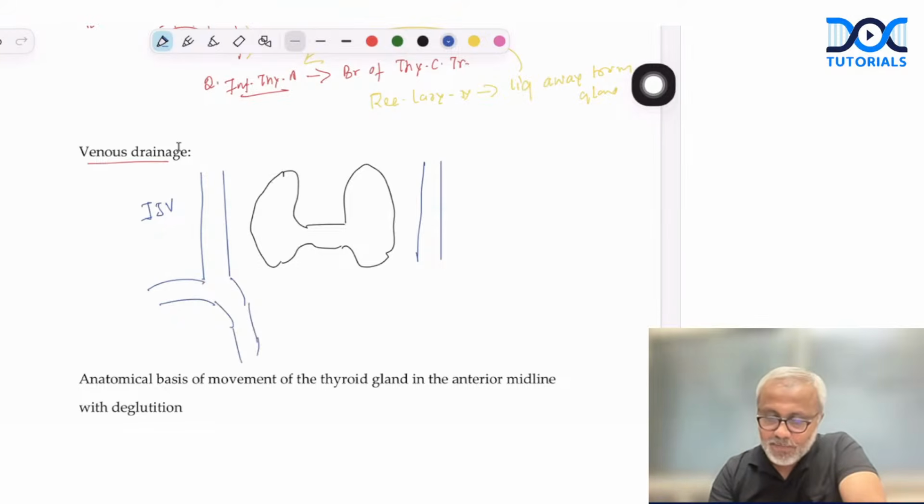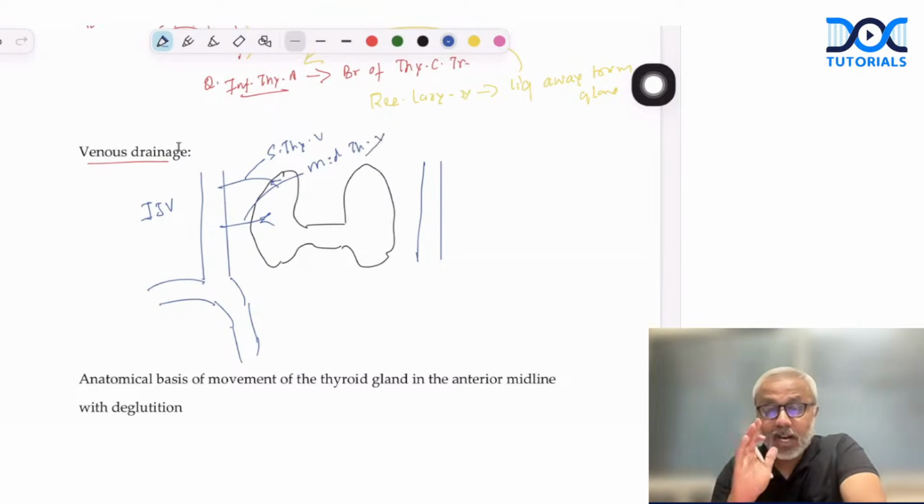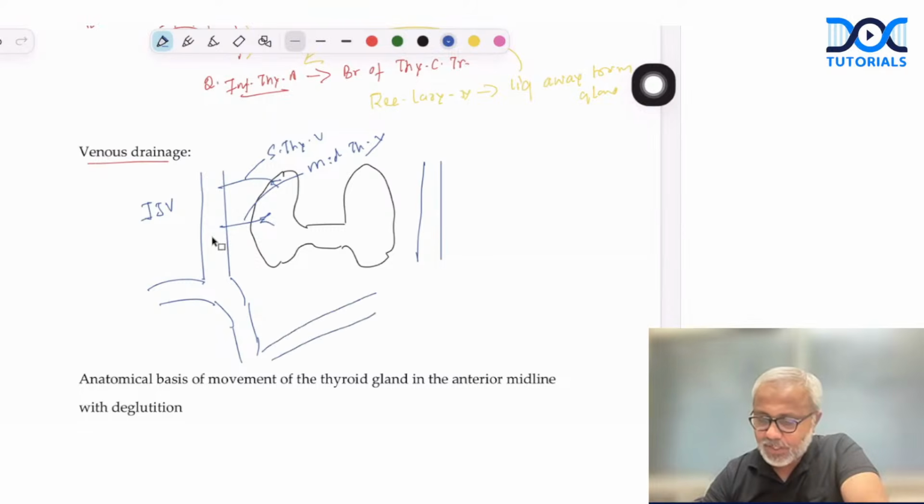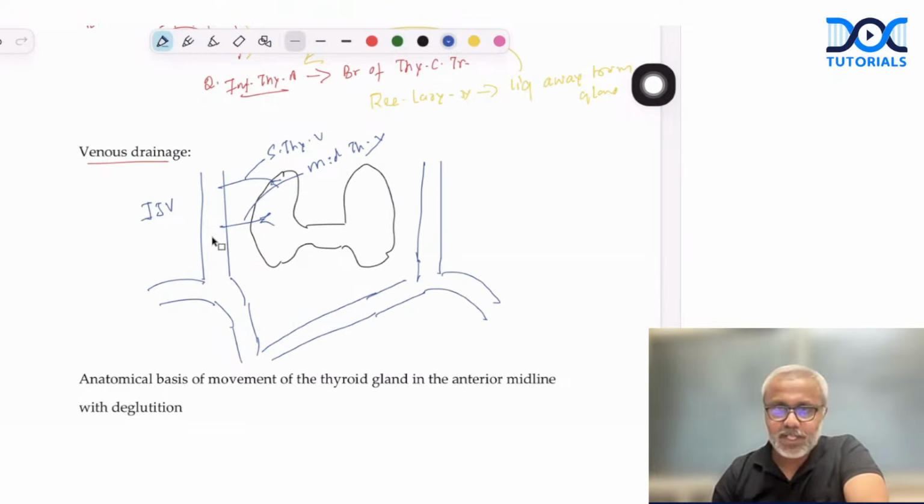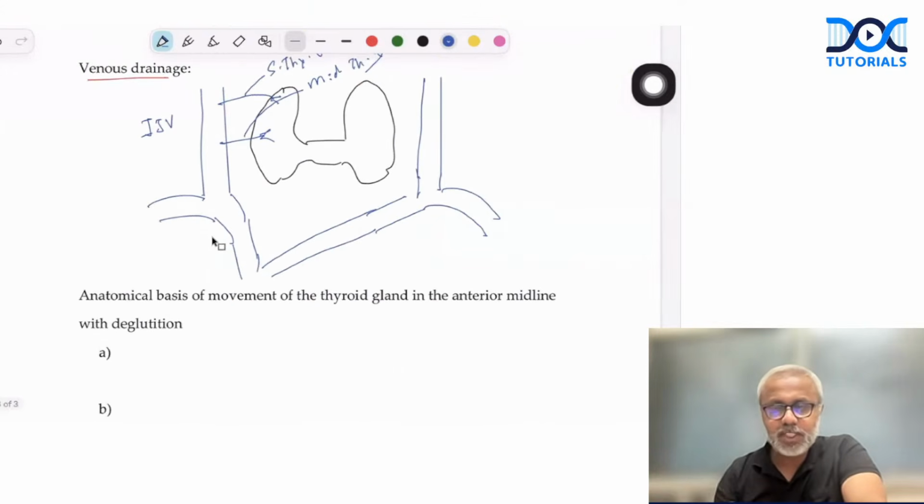right? So we have a superior thyroid vein. So let's call this the superior thyroid vein. There is this middle thyroid vein. Along with this, there is one more vein, which we refer to as the inferior thyroid vein. So here, let's imagine we have the left brachiocephalic trunk formed by the union of the left subclavian and left internal jugular vein, right? And this forms the superior vena cava.